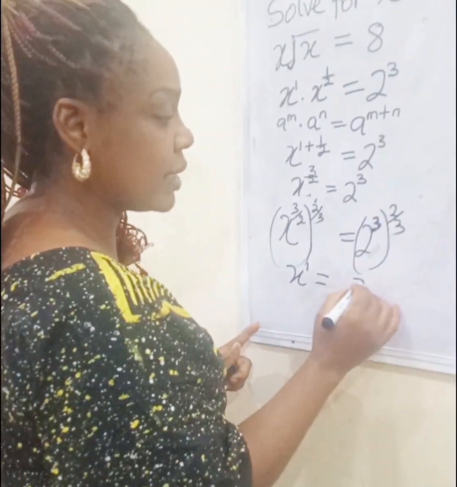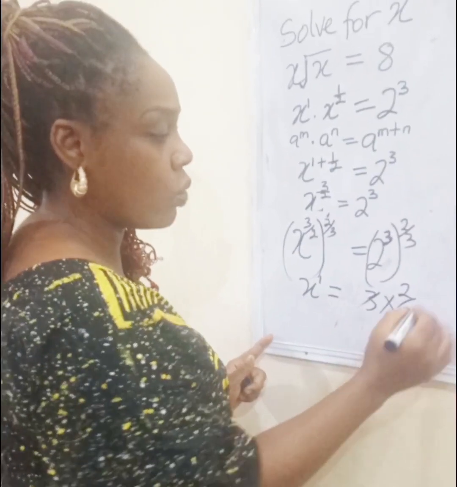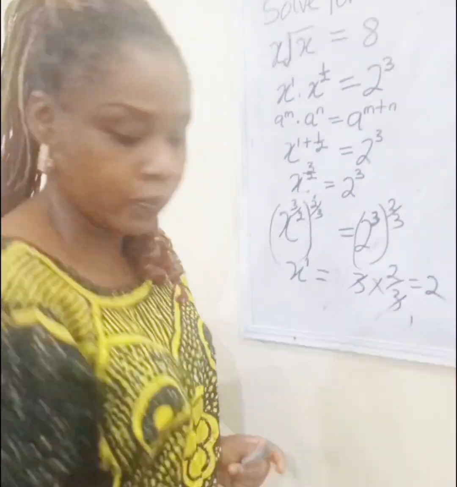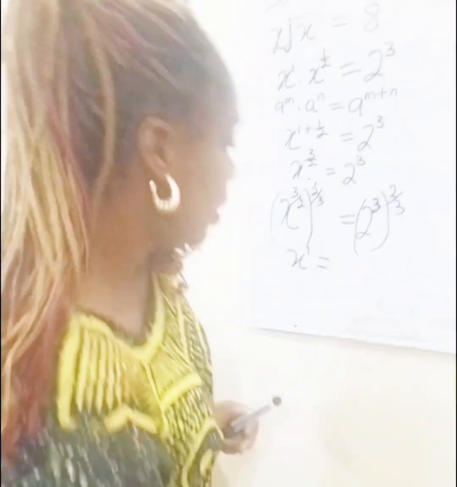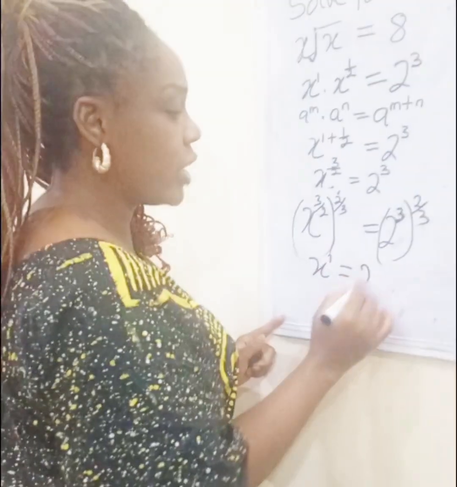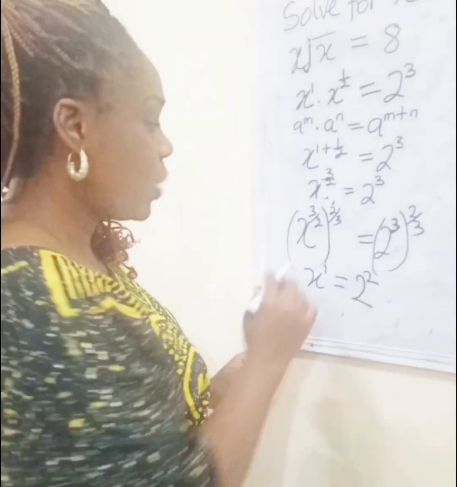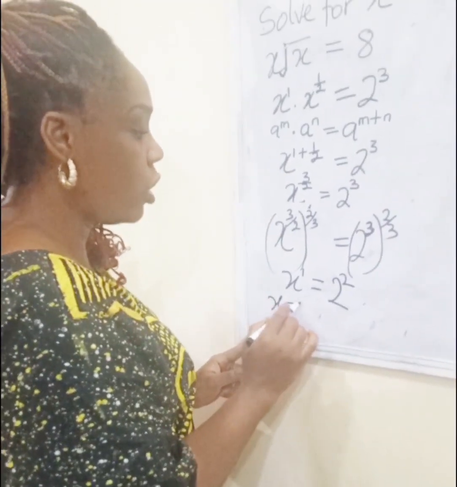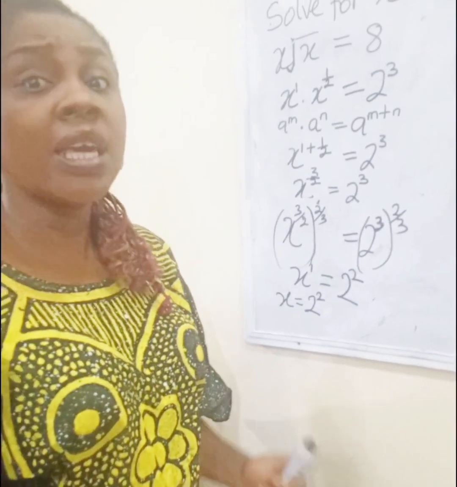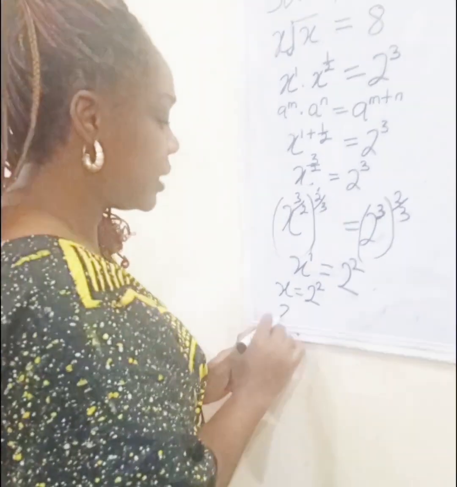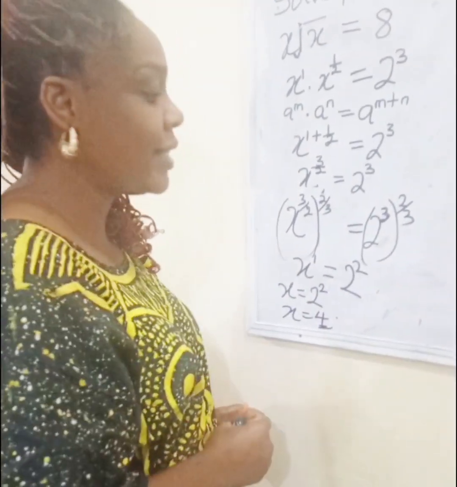So when you multiply the powers, what do you have? When you multiply, that is 3 times 2 over 3. 3 is going to cancel 3, 1. And you are left with 2. So this now becomes 2 raised to the power of 2. So we have x is equal to 2 raised to the power of 2. And 2 raised to the power of 2 is 4, right? So x is equal to 4. That is 2 times 2. And x is equal to 4.